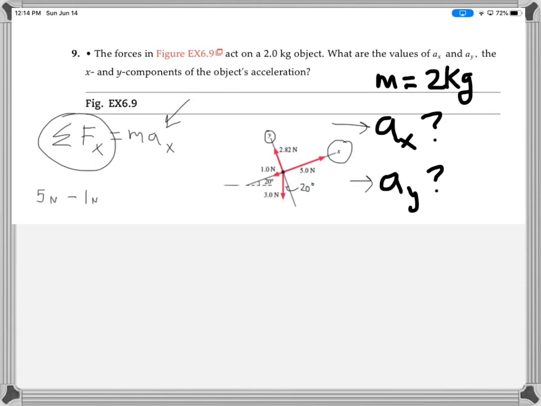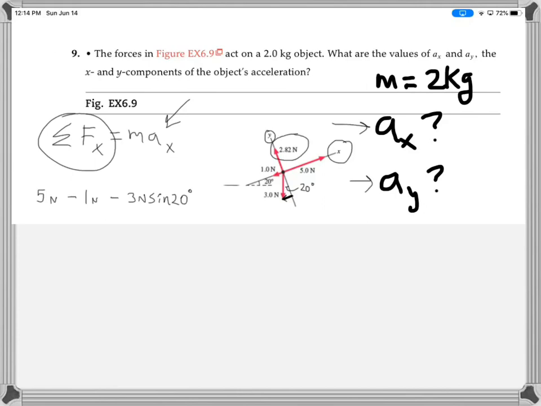So in the x direction we have a 5 Newton force positive. We have a 1 Newton force pointing to the left or towards the negative x-axis, so that counts as an x component that is negative for that vector. And we have the x component of the 3 Newton force, which, as you can see in the picture, is the side that is opposite to 20 degrees, and it is pointing towards the left. The x component is pointing towards the negative x-axis. Therefore, it counts as a negative component, minus 3 newtons times the sine of 20 degrees.